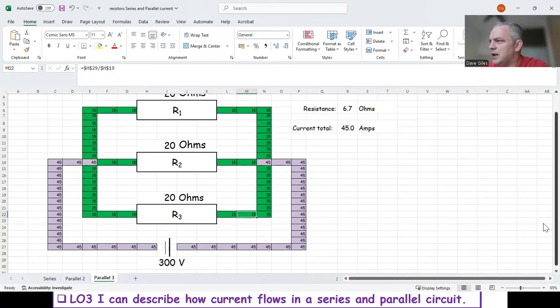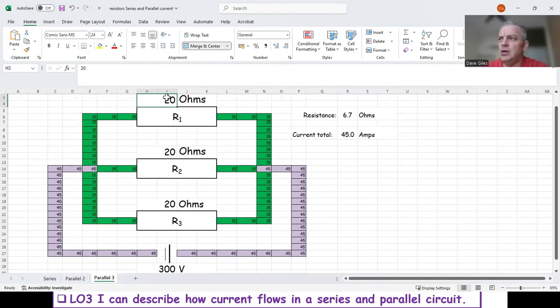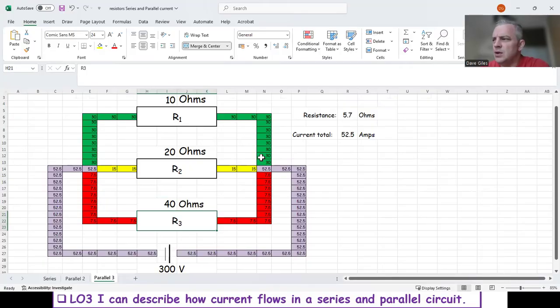So you might be thinking, is it always going to be like this? Is it always the same everywhere in parallel? So what I'm going to do now is change the resistance to 10, 20, and 40 ohms. So now the total current is 52.5 amps. You can see that it's 30 amps here, 15 amps there, and 7.5 amps there.